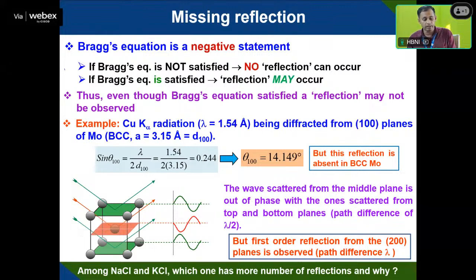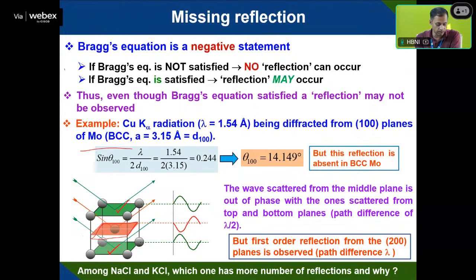That doesn't mean that if Bragg's law is satisfied, a reflection will always occur. In the other way, it may occur. So even though Bragg's equation is satisfied, the reflection may not occur. Therefore, it is a negative statement. For example, I have shown here a molybdenum BCC crystal, Mo BCC crystal. You can see this is the top plane, this is the bottom plane, and in between these two green planes there is a red-orange plane here.